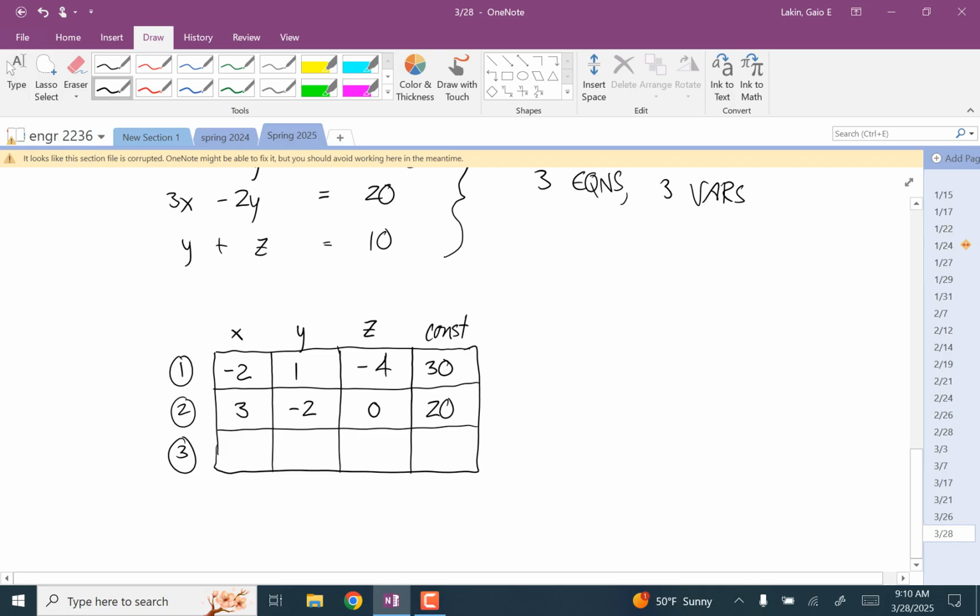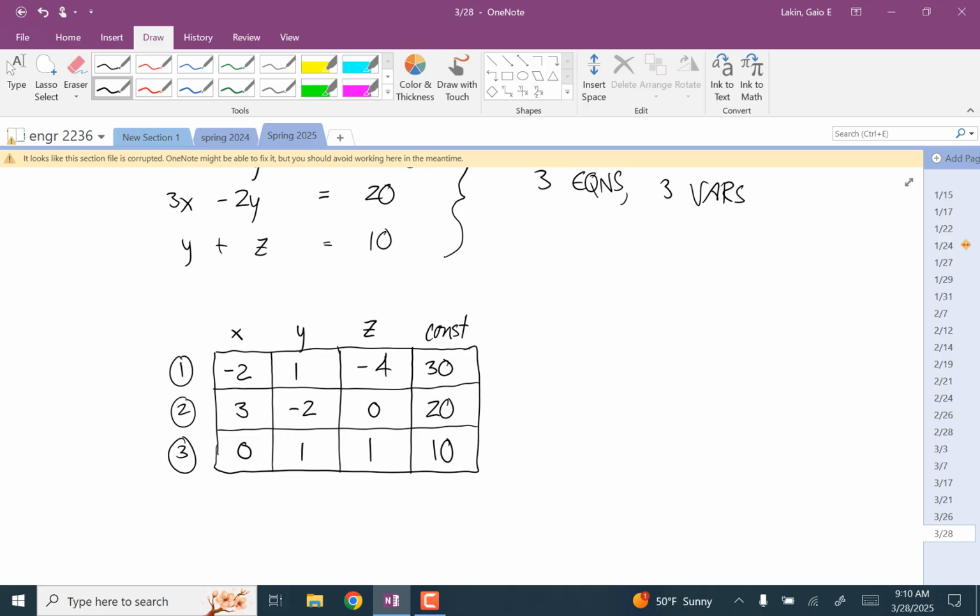And then the third one, x's, we have 0. Y's, we have 1. Z's, we have 1. And constants, we have 10. Okay, so now you just have to get this into your calculator. And the different calculators, you do this different ways. You all have TI calculators, I think I remember. You can also do this, by the way, in Wolfram Alpha.